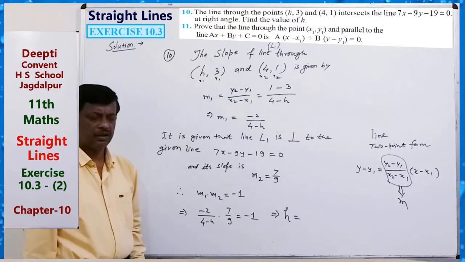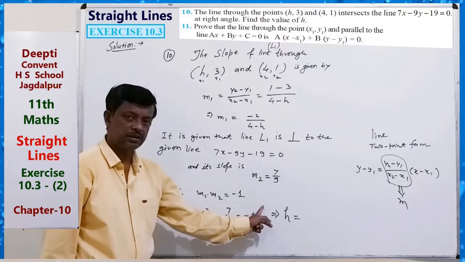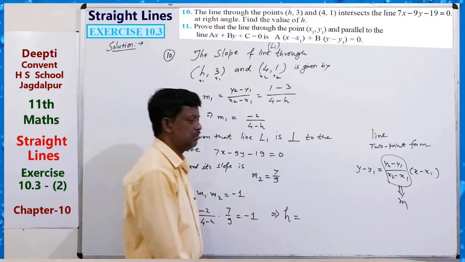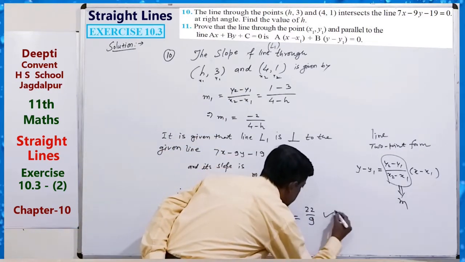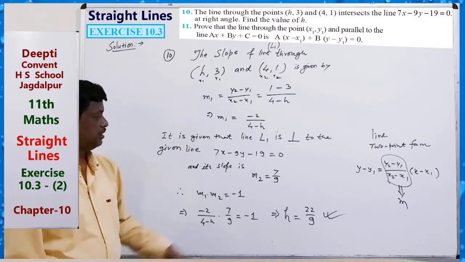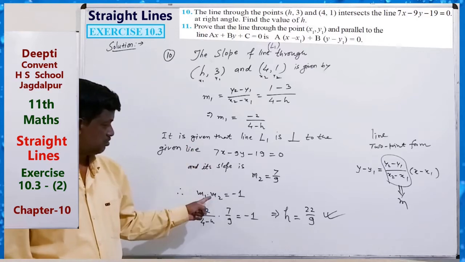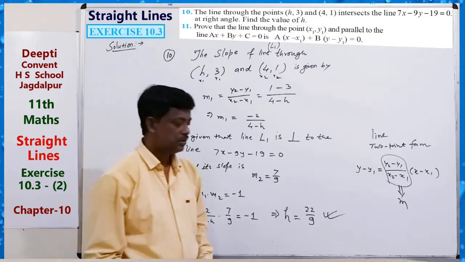Just multiply by 9, take it to the left-hand side and calculate. h can be found as 22 by 9. Clear? So this is the method for finding the value of h. Since the lines are perpendicular, the product of slopes equals minus 1.